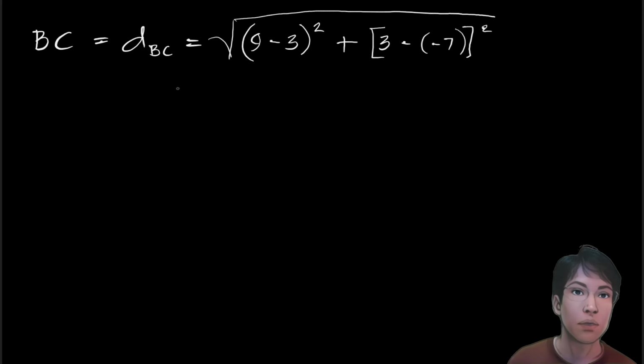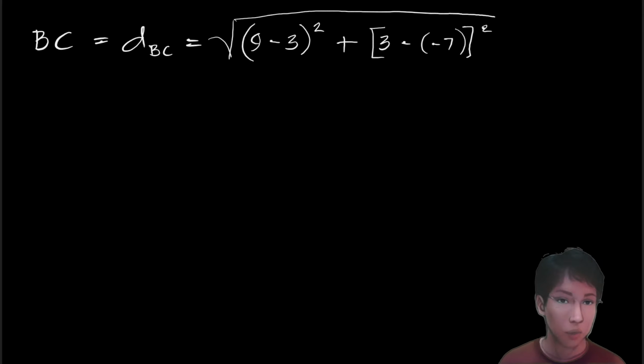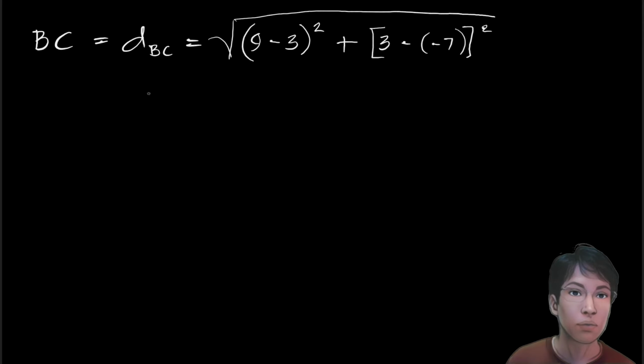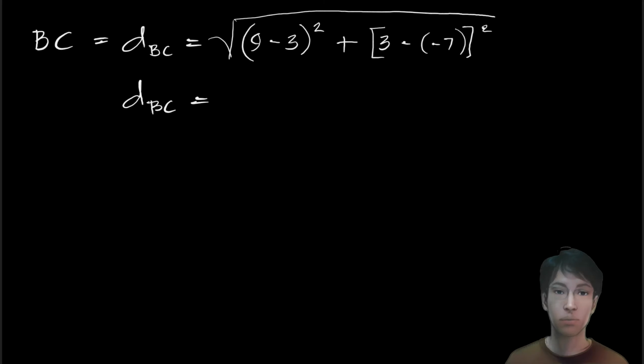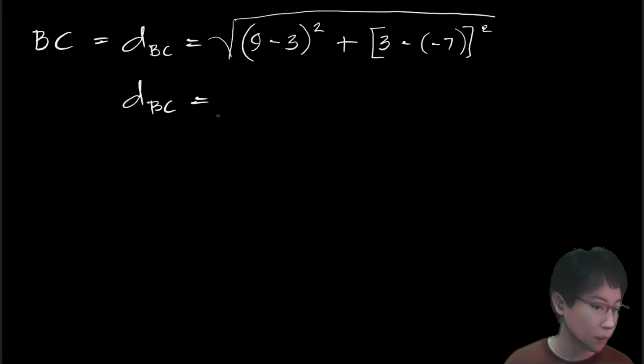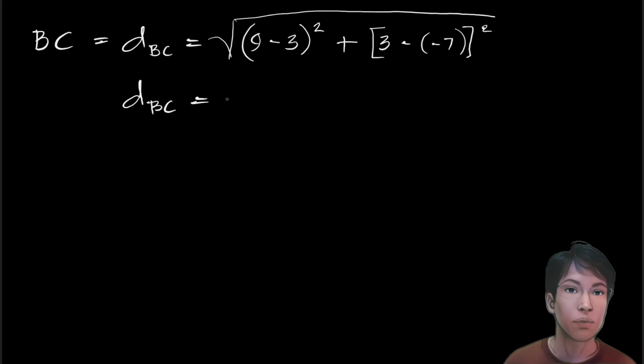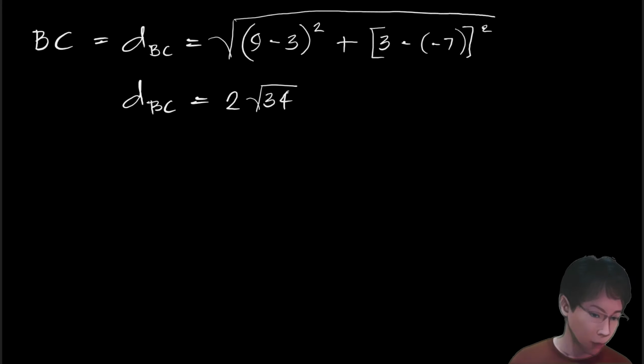And the distance DBC, using your calculator, gives us 2 square root of 34.